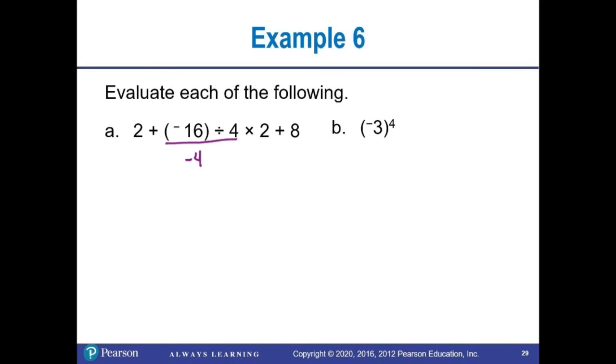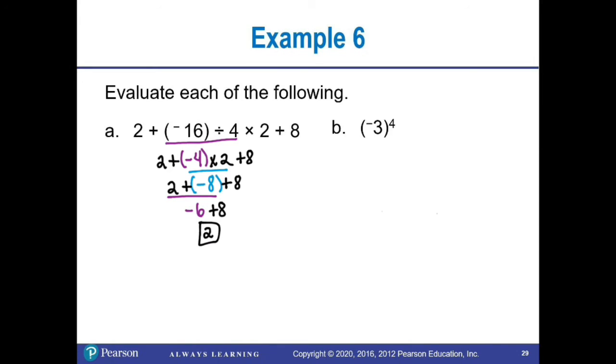Negative 16 divided by 4 is negative 4. Bring down the rest of your problem. I still have multiplication. So negative 4 times 2 is negative 8. Bring down the rest of your problem. And then we add from left to right. 2 plus negative 8 is negative 6. Plus 8 would be 2.